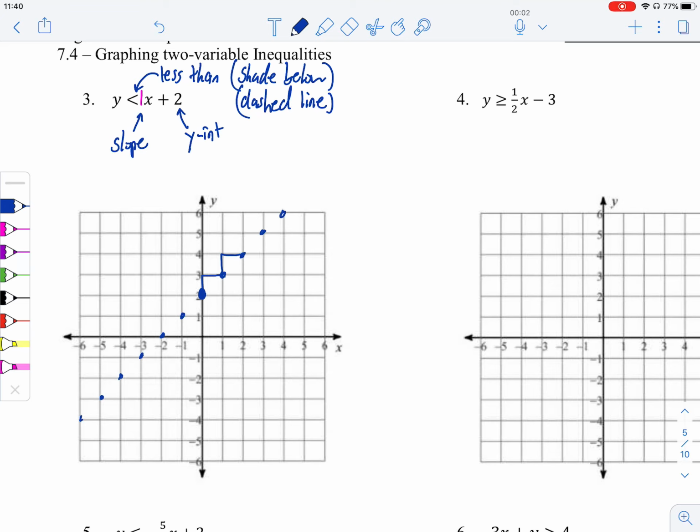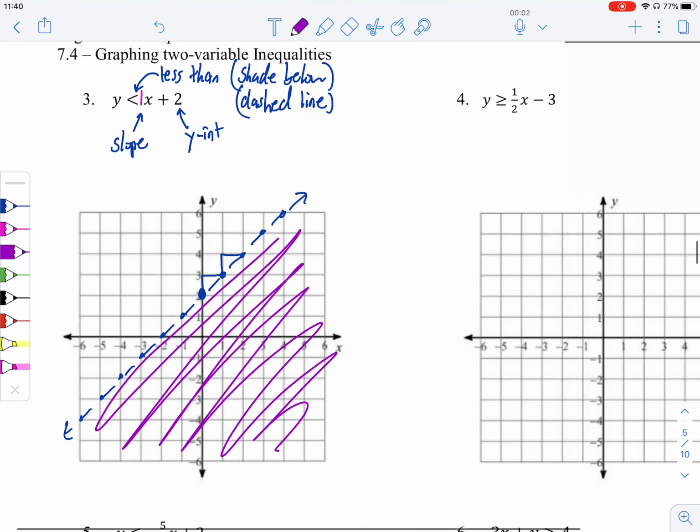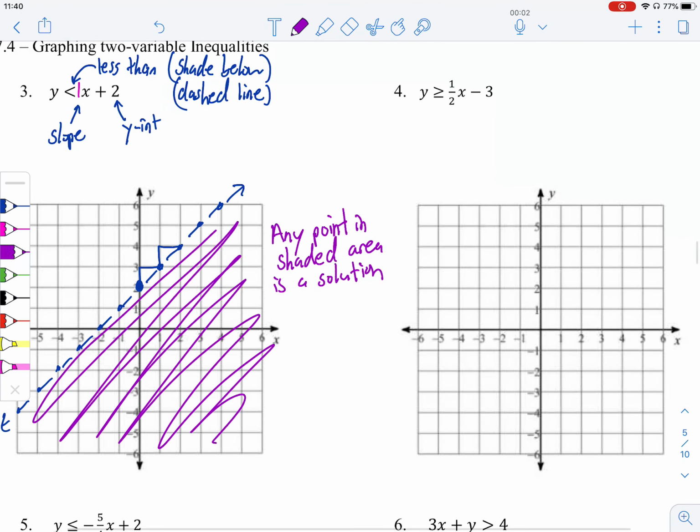There. And then it's going to be dashed. So we make a dashed line, like we said. And then we shade below. So we're going to shade everything below here. And that's our solution. So any point in the shaded area is a solution. Okay, so any point in there.